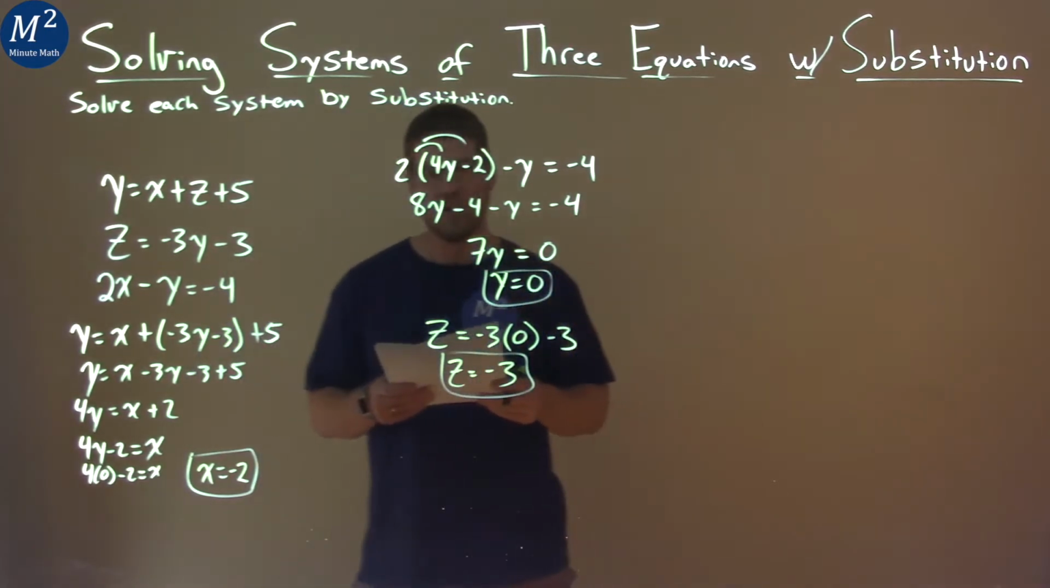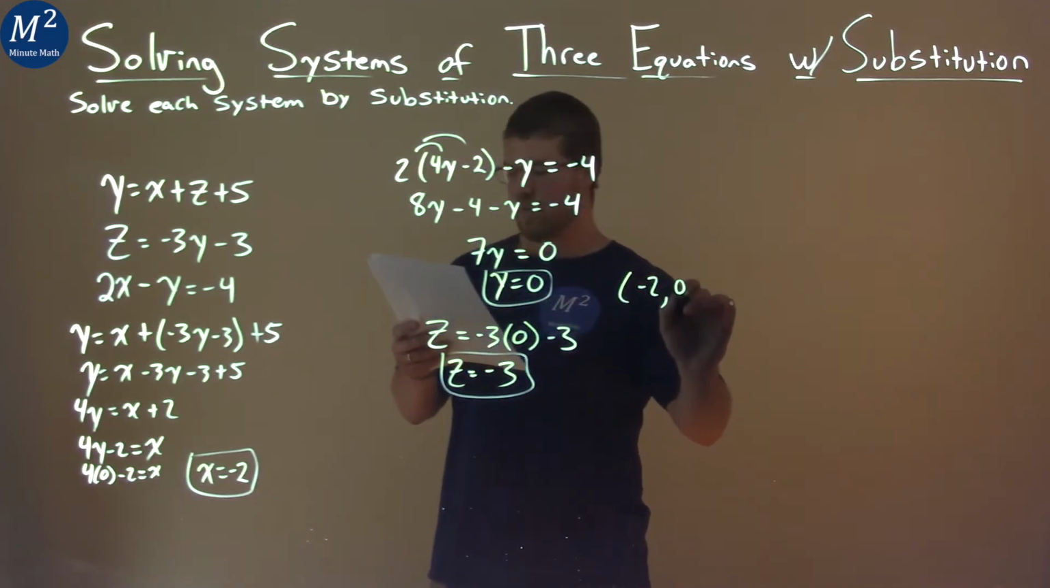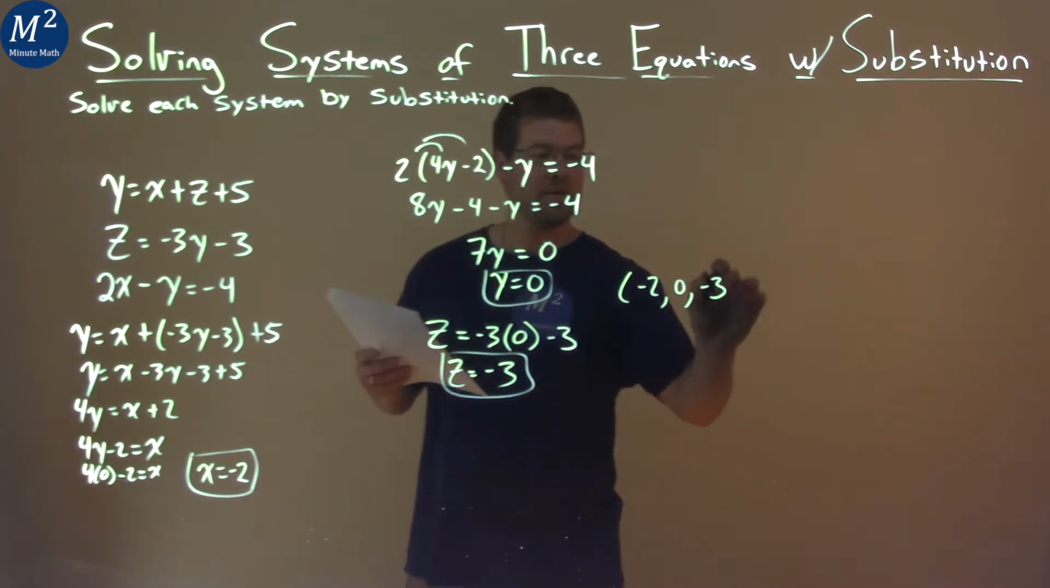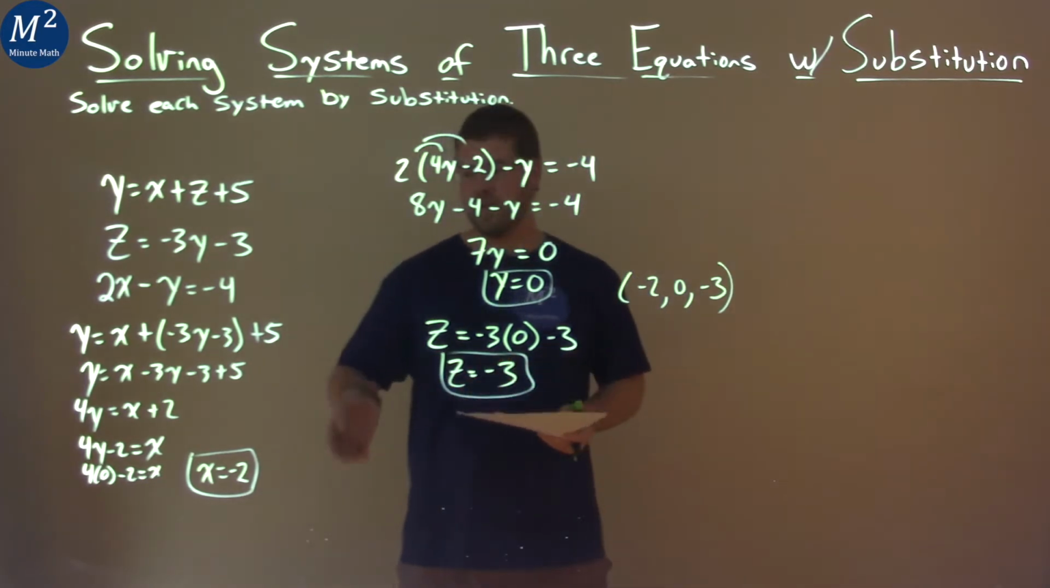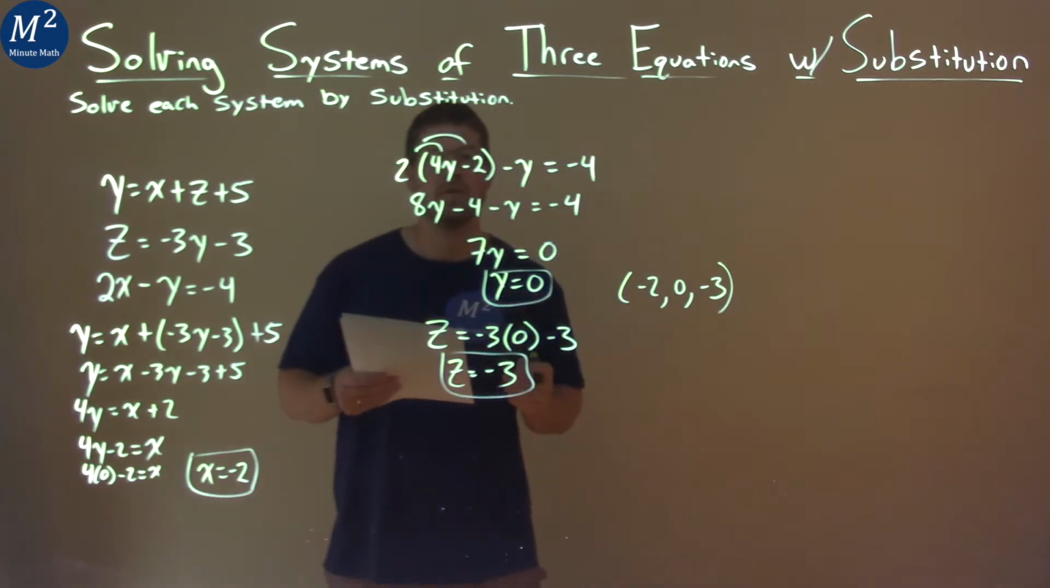And now we have our three answers. We can write them as a coordinate point: negative 2, comma 0, comma negative 3. And there we have our final answer. X is negative 2, y is 0, and z is negative 3.